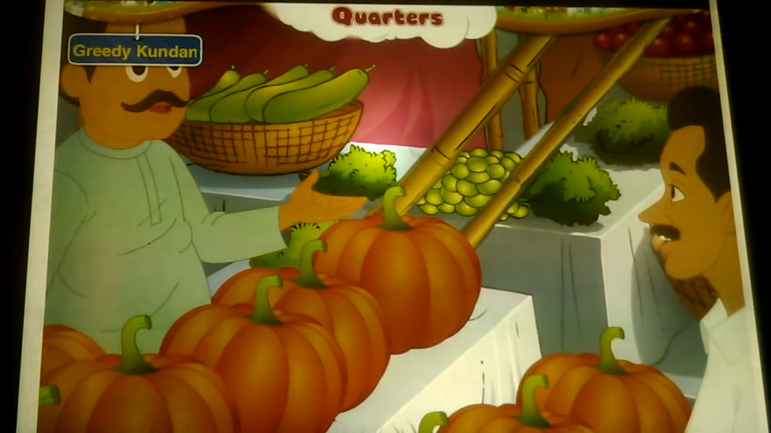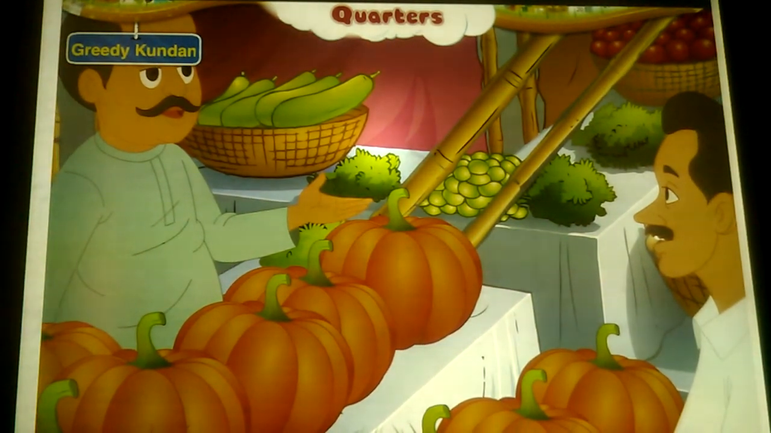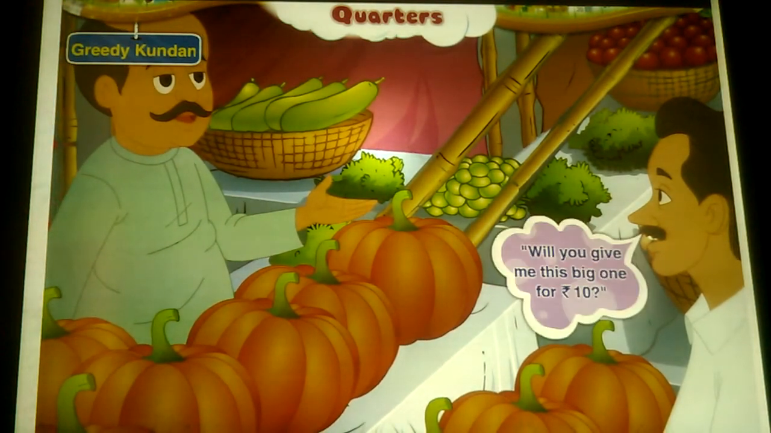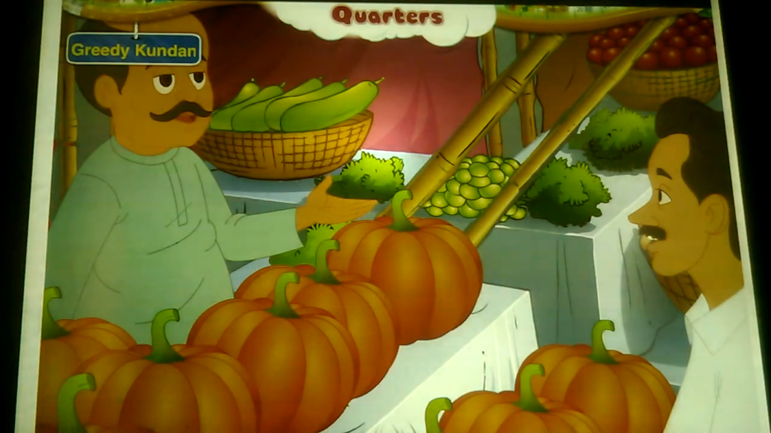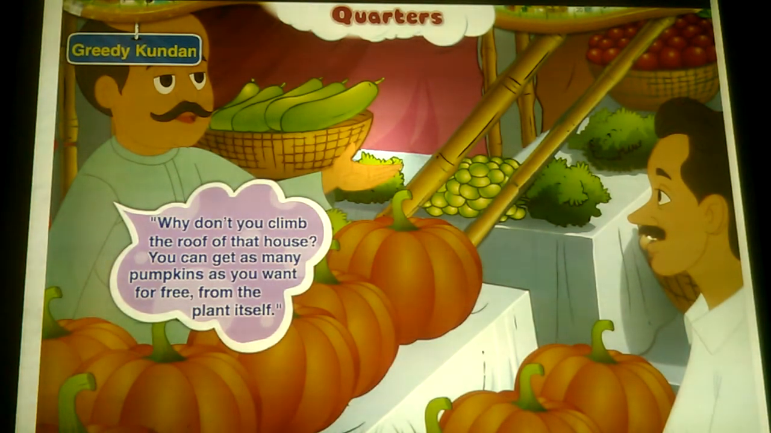Greedy Kundan walks to the next pumpkin seller. He looks up at the same size of a pumpkin and asks, "Will you give me this big one for rupees 10?" The third pumpkin seller says, "Why don't you climb the roof of that house? You can get as many pumpkins as you want for free from the plant itself."